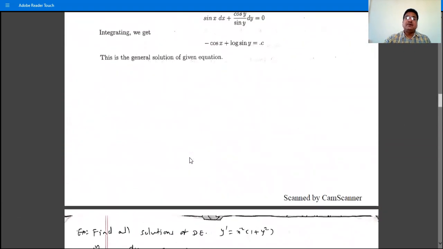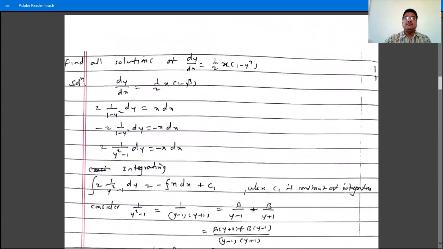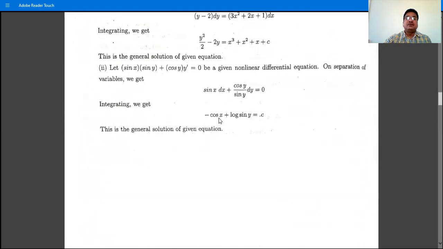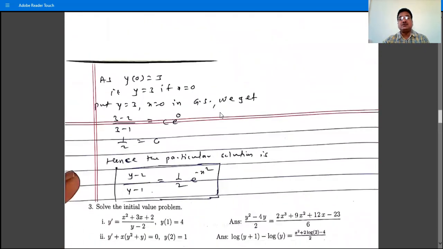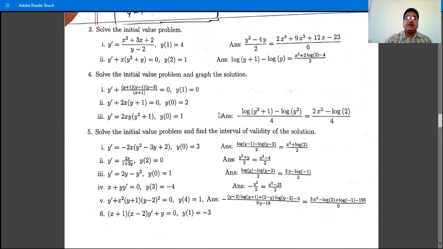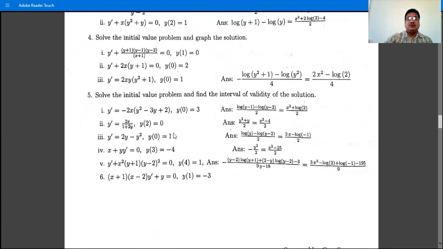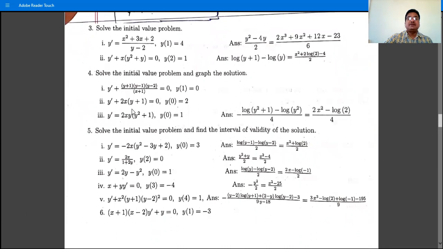So all these problems are of the variable separable form. If we observe this problem, then it is also of the same type, that is, by using integration by partial fractions. So all these problems are of the type variable separable, that is, separate the variables and integrate. So these are some problems for homework, for assignment. So write all the answers of all the problems in the assignment notebook. Just separate the variables and integrate.